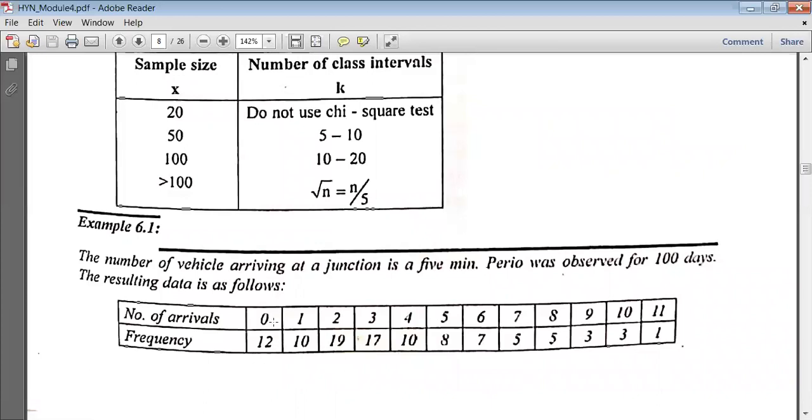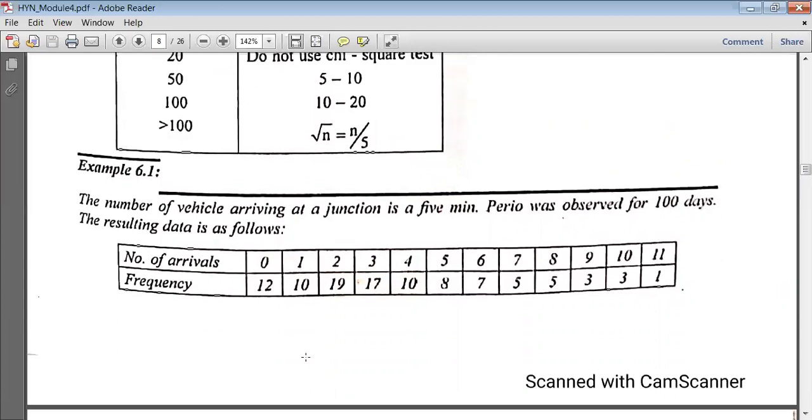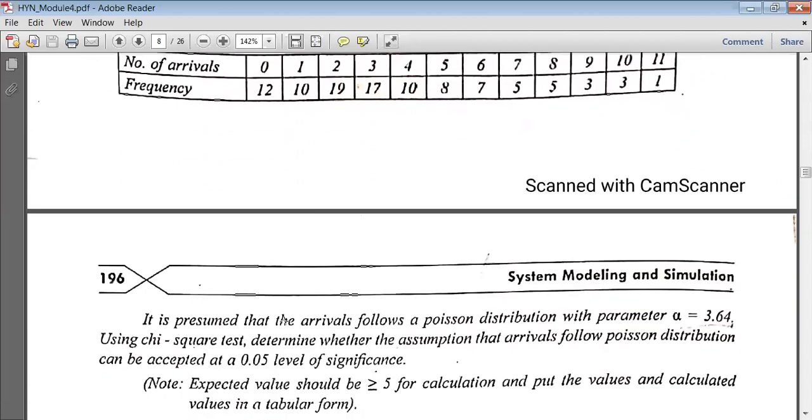The number of arrivals is 0, so 0 vehicles arriving in 5 minutes, the frequency is 12. That means 12 times it has occurred, that is 12 days, right? Only one vehicle arriving within a 5-minute period, that has occurred 10 times, right? Like this, they would have given the data.